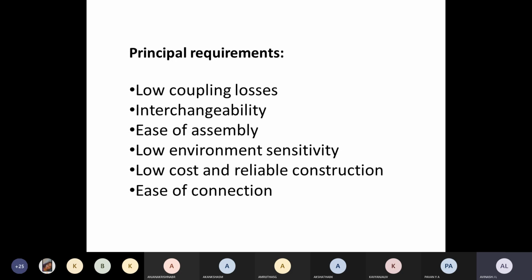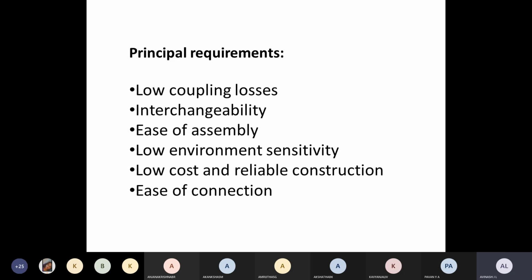So ease of assembly means what? Whatever multiple parts we take, we make them into a single working module. That is called assembling. It should be very easy. It should not be troublesome, where you do this process, you do that process, you tune this one, you tune that one. No, you just take it and put it in the correct way, then it should be fixed. That particular process is called ease of assembly. And a low environmental sensitivity.